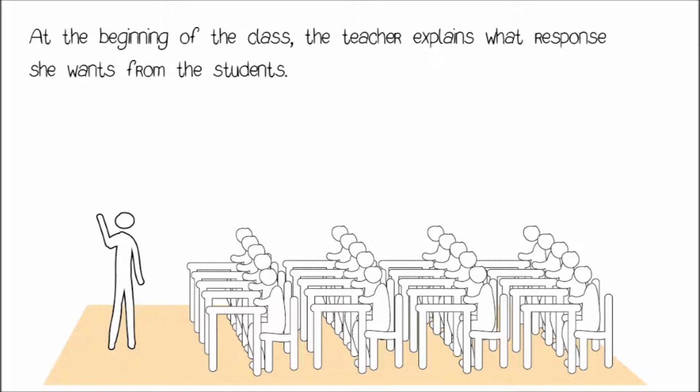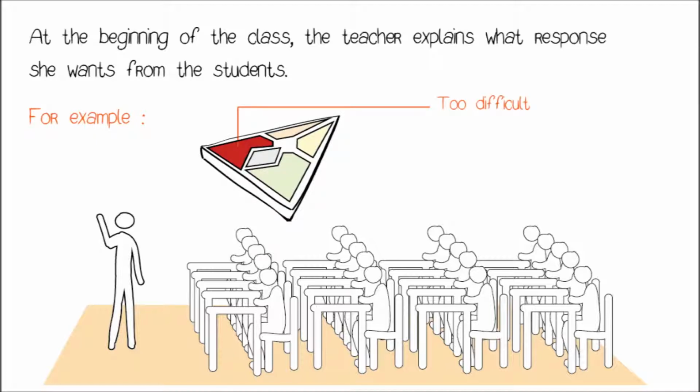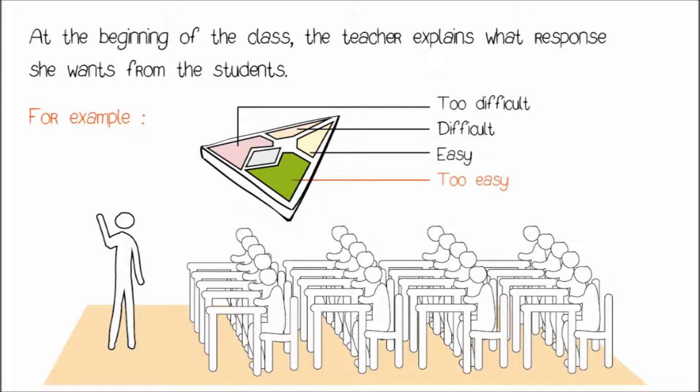At the beginning of the class, the teacher explains what response she wants from the students. For example, red means that the class is too difficult to keep up with. Orange means that it is difficult but doable. Yellow means that it is easy, and green means that it is too easy, so that it becomes boring.